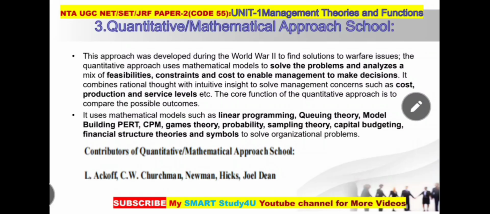The third school of modern theory was the quantitative approach school. It is also known as the mathematical approach school. It uses mathematical models to solve problems and analyze a mix of feasibility, constraints and cost to enable management to take decisions. It uses mathematical tools such as linear programming, queuing theory, model building, PERT, CPM, game theory, probability and sampling theory. Other contributors of the mathematical approach school are L. Ackoff, C.W. Churchman, Newman, Hicks, Joel Dean.